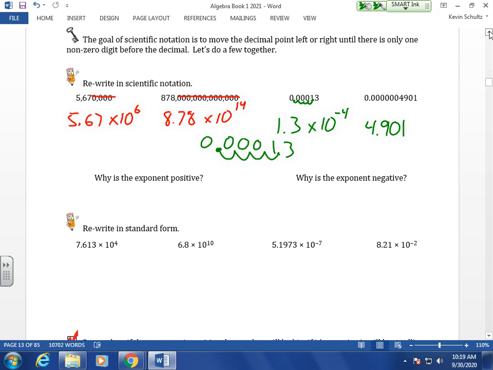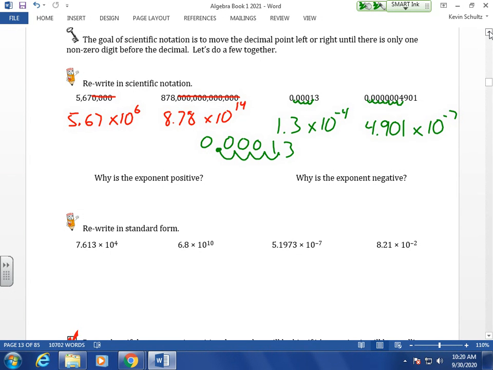4.901. That 0 is included because it's in between two non-zero numbers. How many times do I have to move the decimal to get there from where it's currently at? 7. 1, 2, 3, 4, 5, 6, 7. And because we started with a small number, I have to move that decimal back to the left to get there, so it's times 10 to the negative 7th.